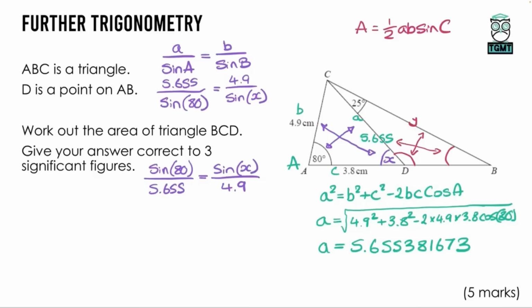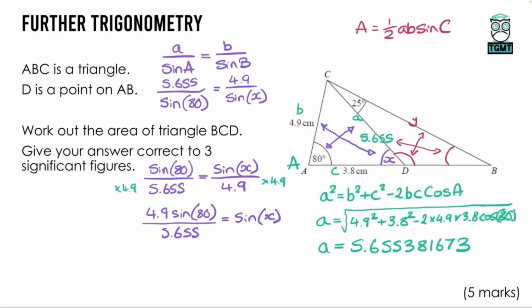To get sine x on its own, we need to multiply both sides by 4.9. And if we multiply both sides by 4.9, we'll have something we can type in our calculator and we will get that angle. So we have 4.9 sine 80 over 5.655, that's equal to sine x. Now we want to know what x is, and hopefully you are confident with trigonometry in the sense that we need to do the inverse of sine. You can type it all in one go, or you can type in 4.9 sine 80 over 5.655 and then do the inverse sine of your answer. That's how I'm going to do it.